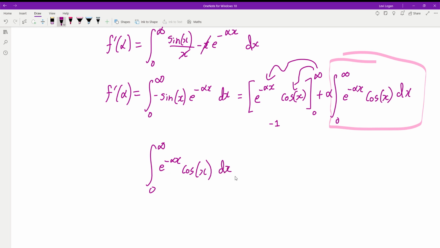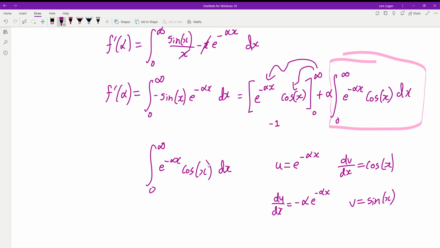So I'm going to let my Euler one equal my u. So u is equal to e to the negative alpha x, and I'm going to let dv/dx equal cos of x. So if I differentiate this, du/dx is going to be equal to negative alpha e to the negative alpha x. If I integrate this, it's going to give me exactly sine, so v is going to be sine x.